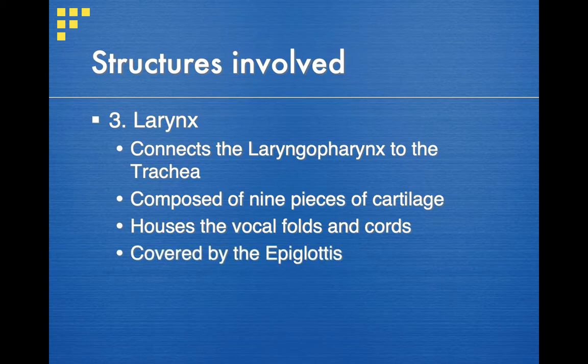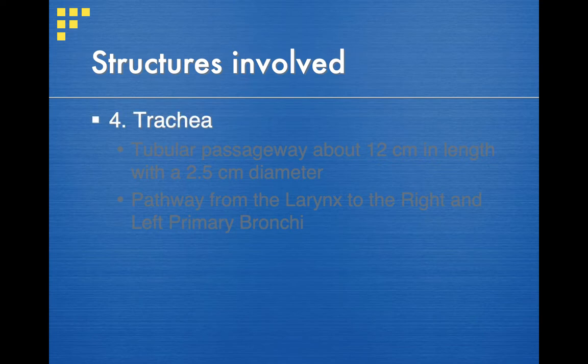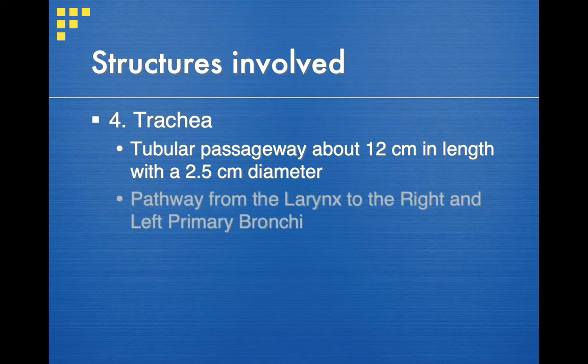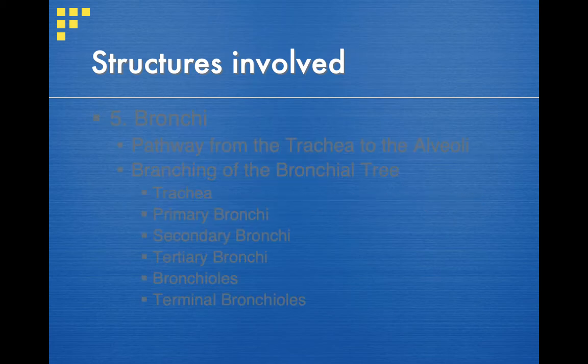And then we already talked about the epiglottis. That leads into the trachea, also known as the windpipe. And it's a passageway. It's about 12 centimeters in length, has about 2.5 centimeters of diameter. Remember, it is made of cartilage also. And it's the pathway into the right and left primary bronchi.